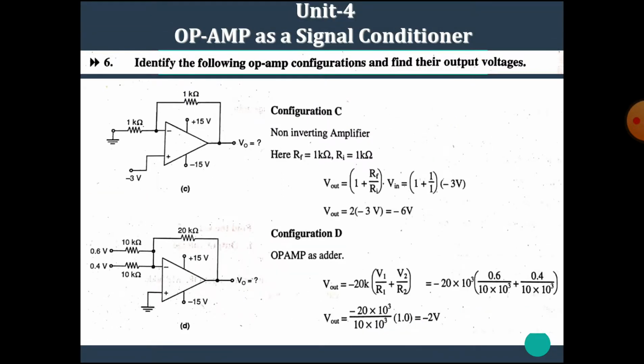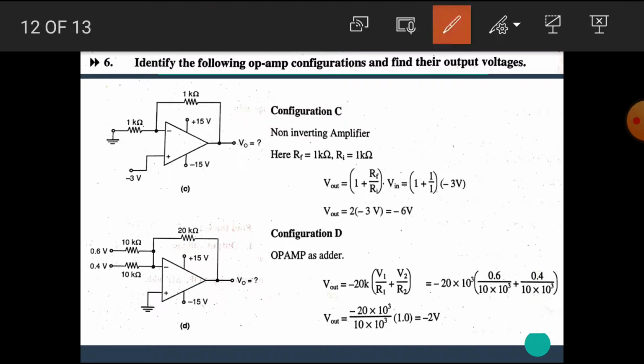I hope you all understand these problems. Now let's see the next configuration. Here we see that the input signal minus 3 volt is connected to the non-inverting terminal, and inverting terminal is connected to ground. Hence it is a non-inverting amplifier, and the gain of the non-inverting amplifier is 1 plus Rf upon R1.